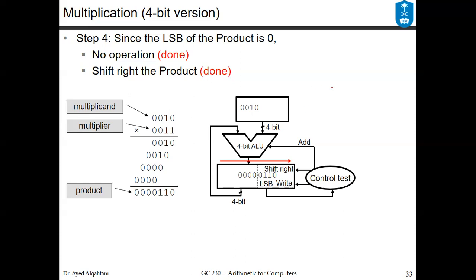Now, this is an optimized hardware of multiplication that doesn't have a lot of hardware. The hardware is very simple compared to the previous one, but still it needs a cycle for every partial product operation.